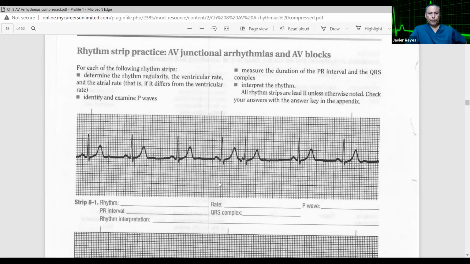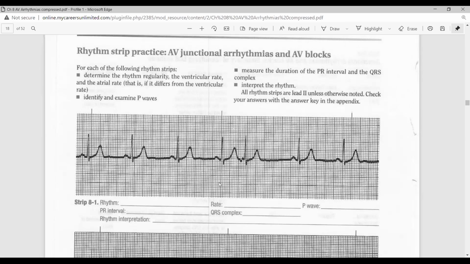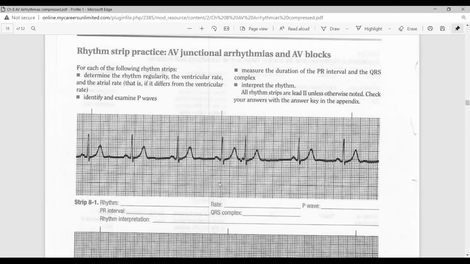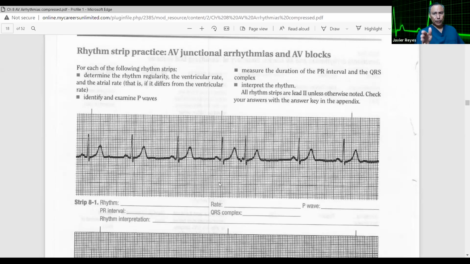What about the QRS complex? Does it look the same? Yes. Okay, they look pretty normal except for that one, right? Well, even that odd one has a normal QRS. What about the P wave? Only one of them is inverted. So when you see an abnormal P wave, what does that tell you? Junctional. Okay, very good. So you got the junctional part down.